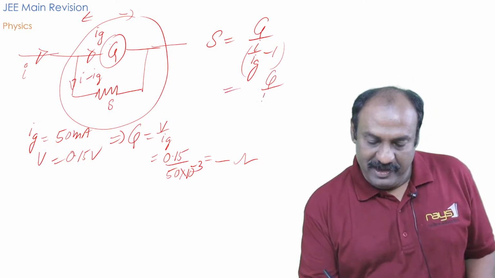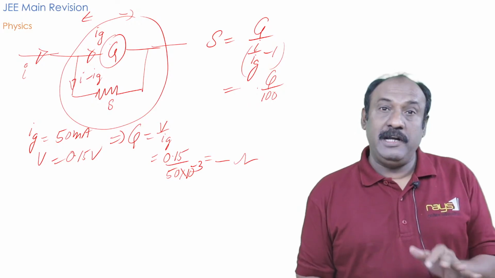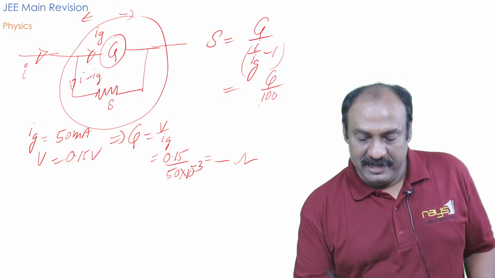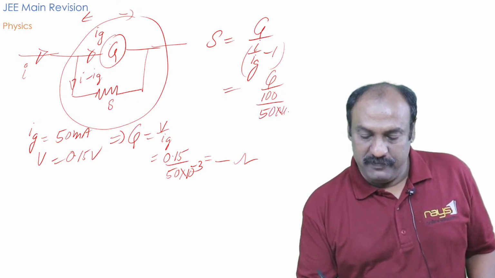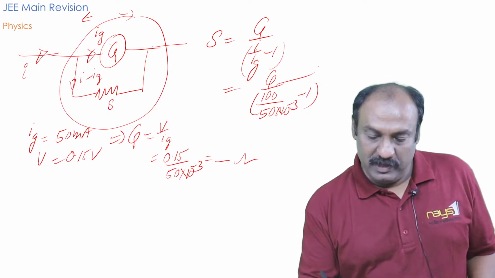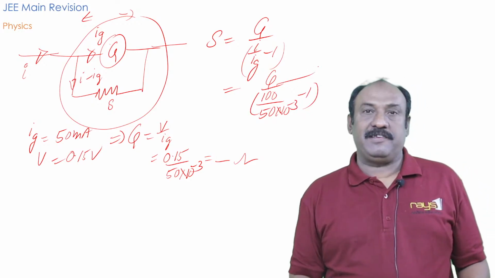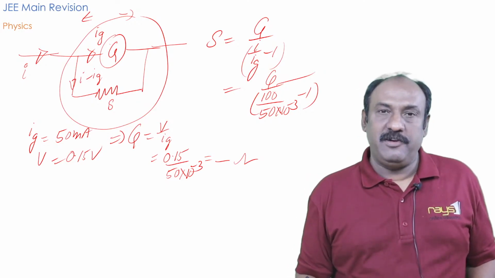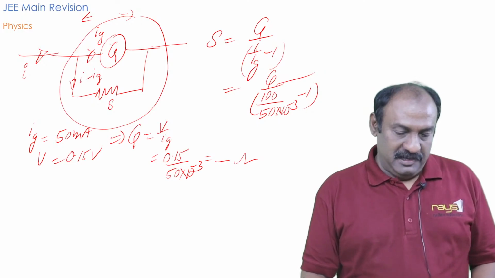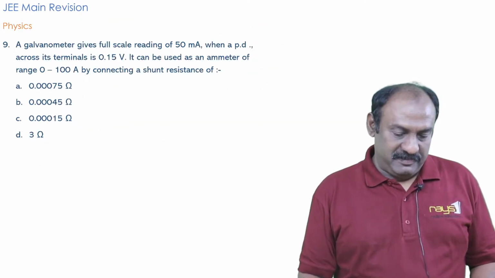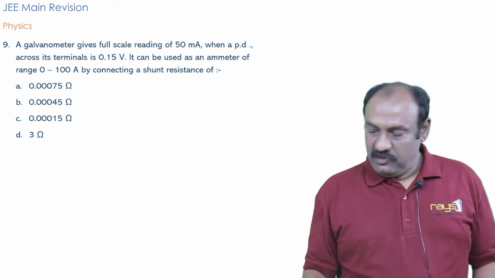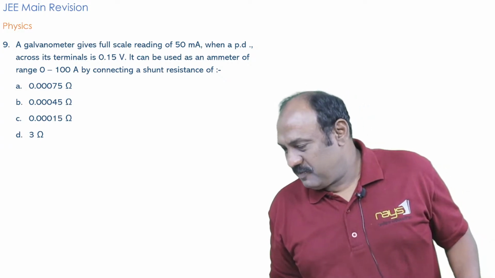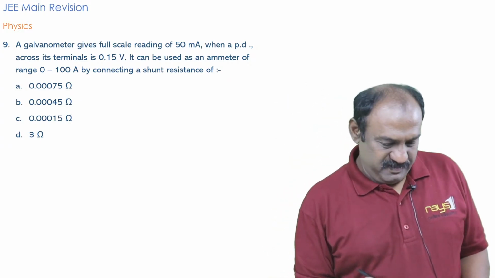To convert this into an ammeter of range 0 to 100 ampere, the I value is 100, and Ig is 50 into 10 power minus 3. So S is G by (100 by 50 into 10 power minus 3, minus 1). Substitute the G value, I as 100 ampere, and Ig as 50 into 10 power minus 3. After calculation you get the shunt resistance as 0.00075. Let me check that answer. The shunt resistance is 0.0015, so the answer is C.